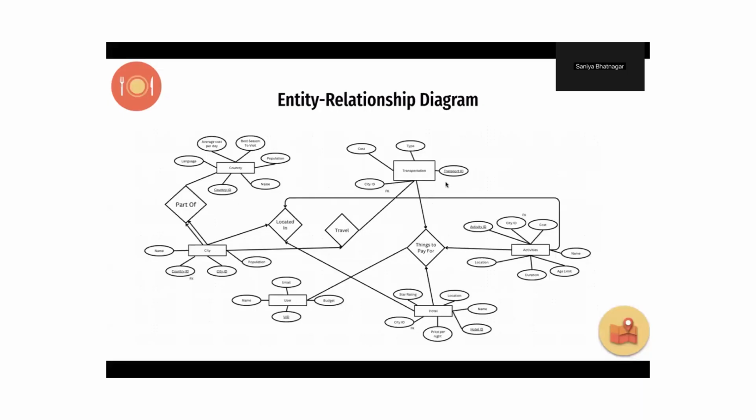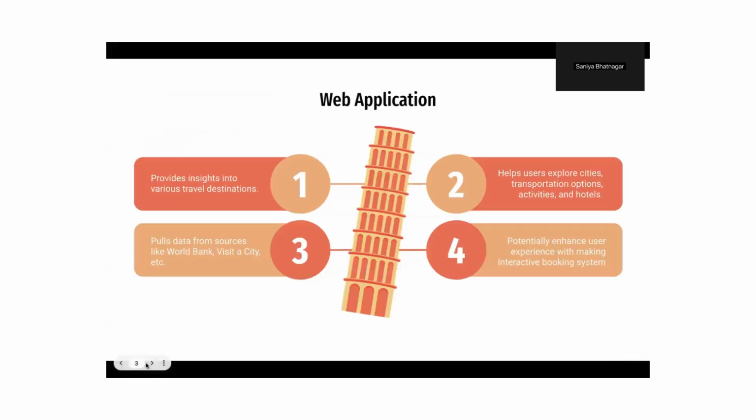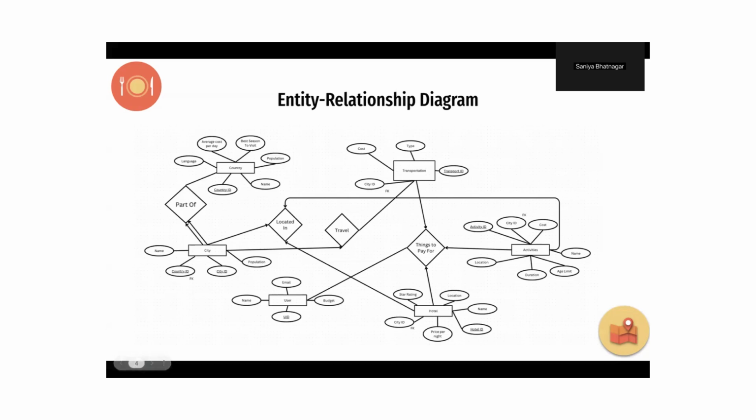Hi, my name is Sonia Bhatnagar, and I will be going over the relationships in our entity relationship diagram. Previously, Mansa went over the entities and the attributes and the keys in the diagram, and I will be continuing that with relationships. So the first relationship that I want to talk about is the part of relationship, which can be seen between country and city. This is a one-to-many relationship because each country has many cities, but a city mainly only belongs to one country. The city is a part of a country, and that is the part of relationship.